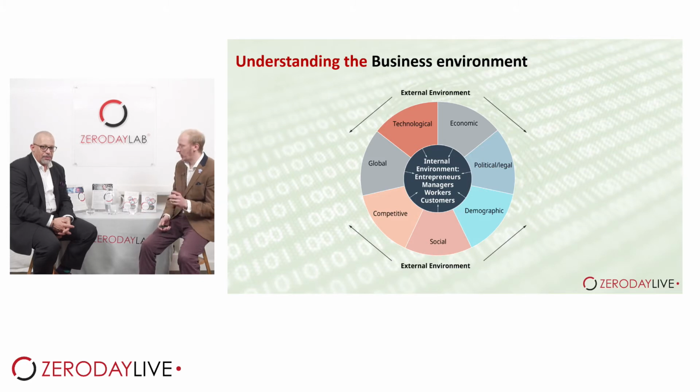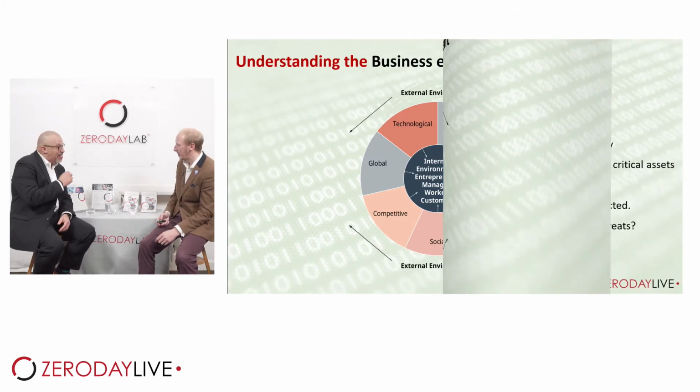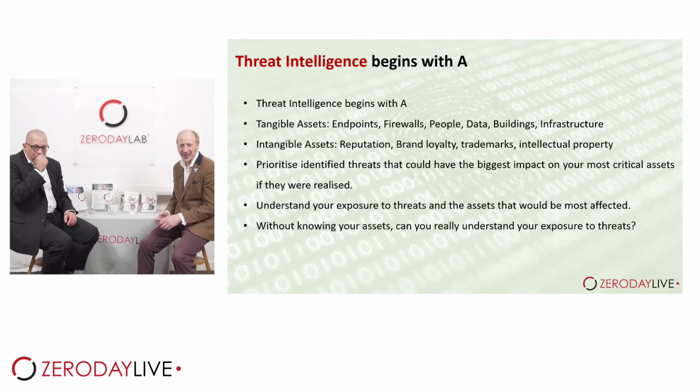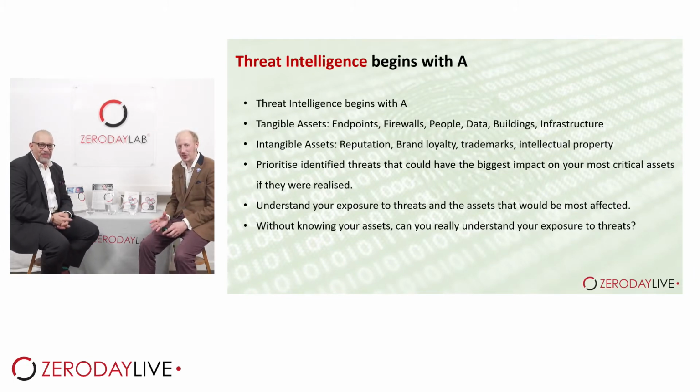Now, we may have mentioned assets before. Did we mention assets? I'm pretty sure we did. But threat intelligence doesn't actually begin with A. It's not a spelling mistake. That's actually true, it does actually begin with A.